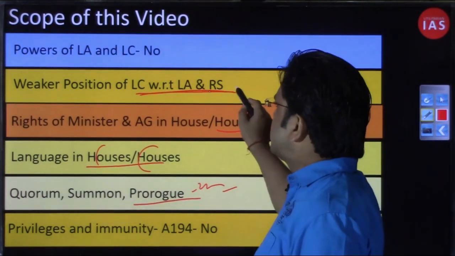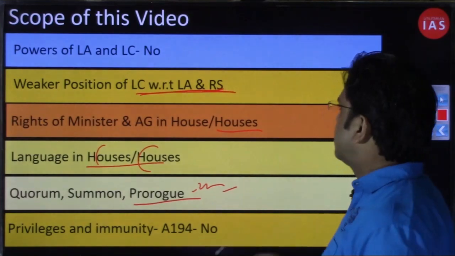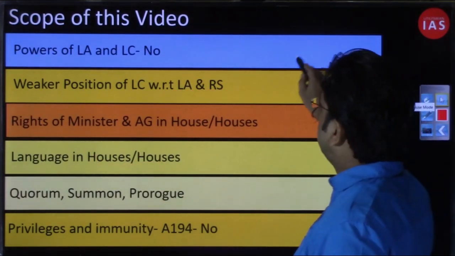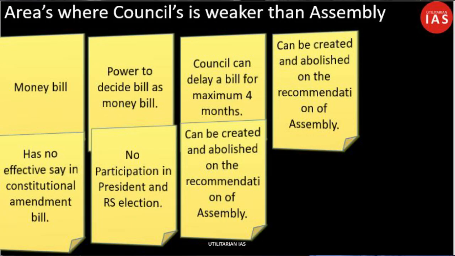So let us start with the first vertical and begin discussing in what all areas the legislative council is secondary to the legislative assembly and Rajya Sabha, and the legislative council is also weaker than the Rajya Sabha at the central level.